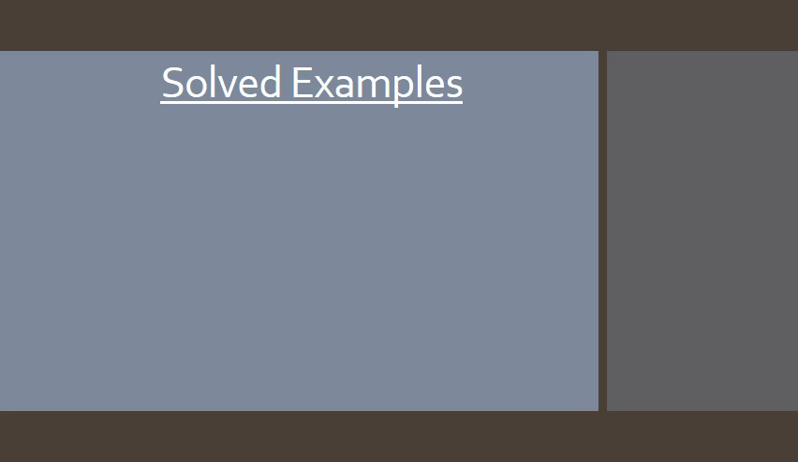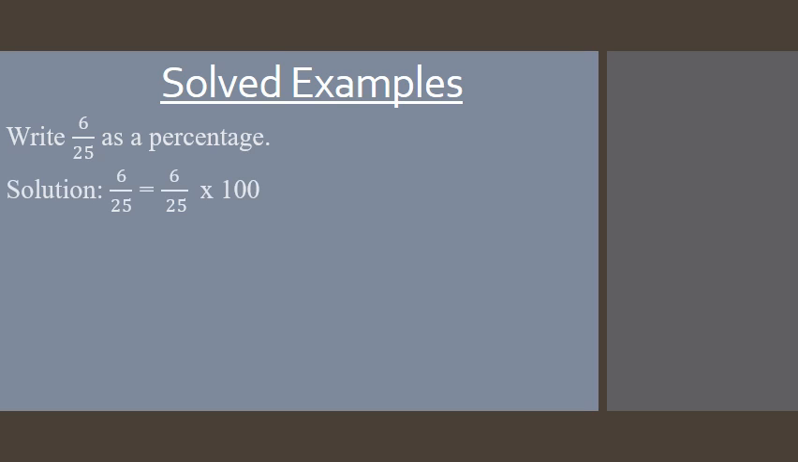Children, now let's come to the next example. Here, the question is, write 6 upon 25 as a percentage. Now children, 6 upon 25 is a fraction. So, let us see how you are going to write this fraction as a percentage. Well, you will write 6 upon 25 as a percentage by multiplying this fraction 6 upon 25 by 100.